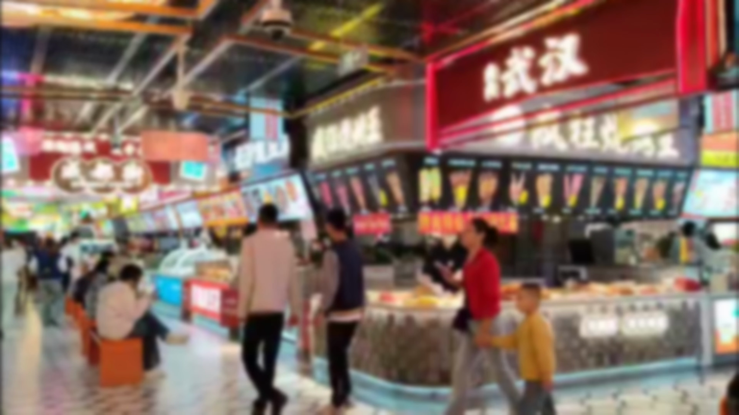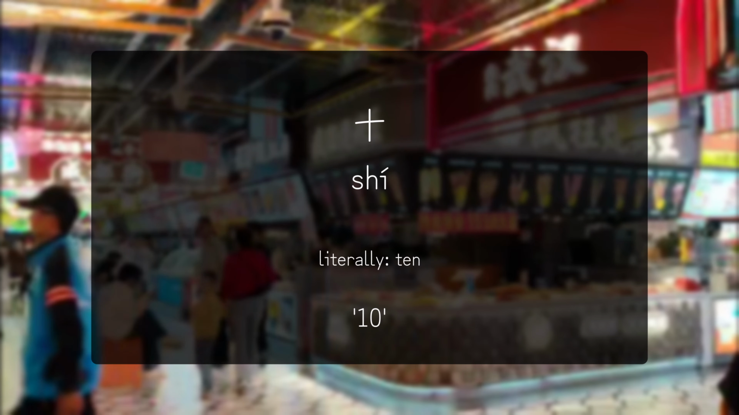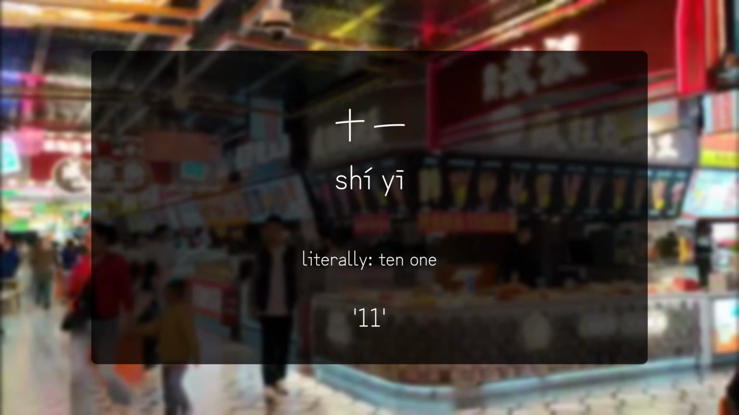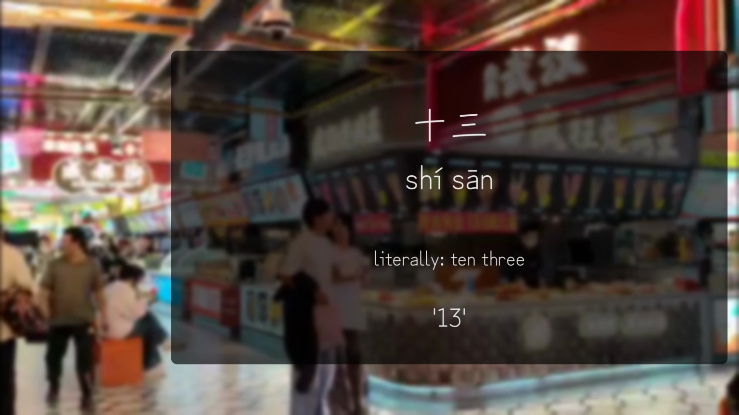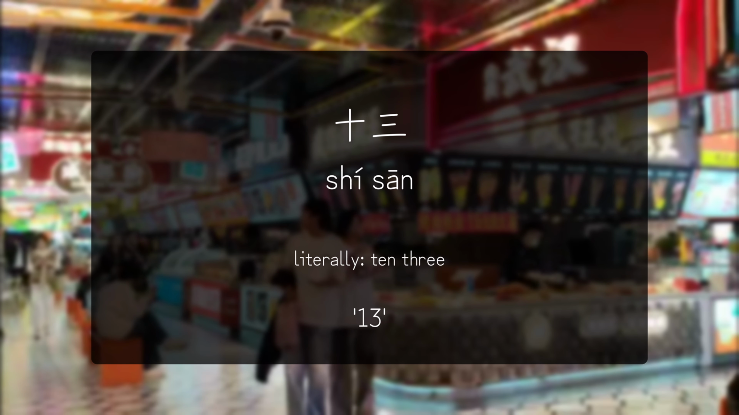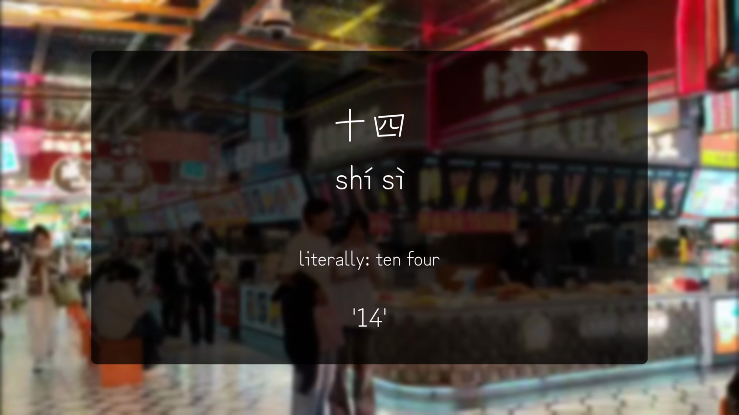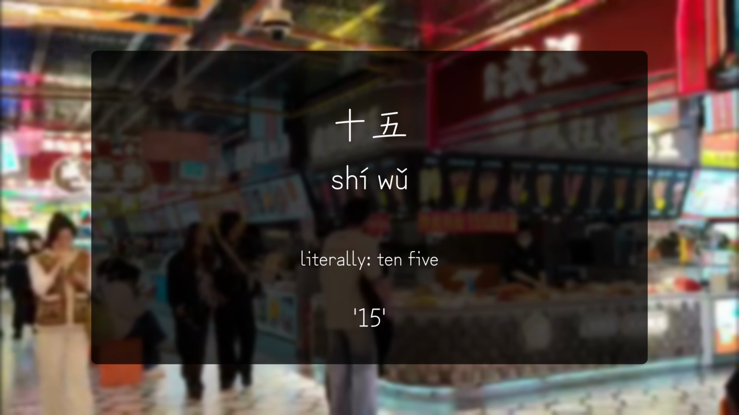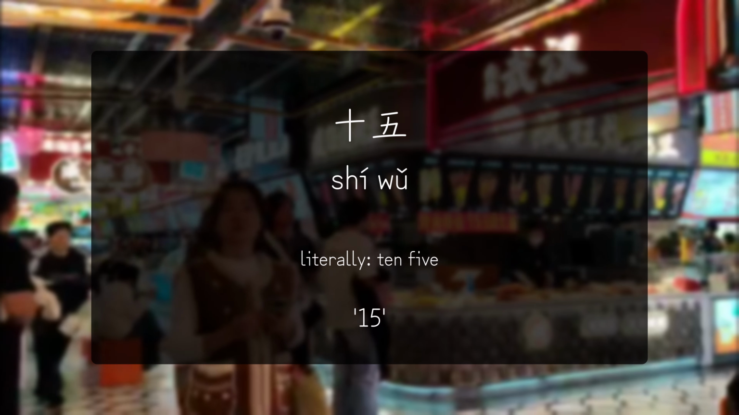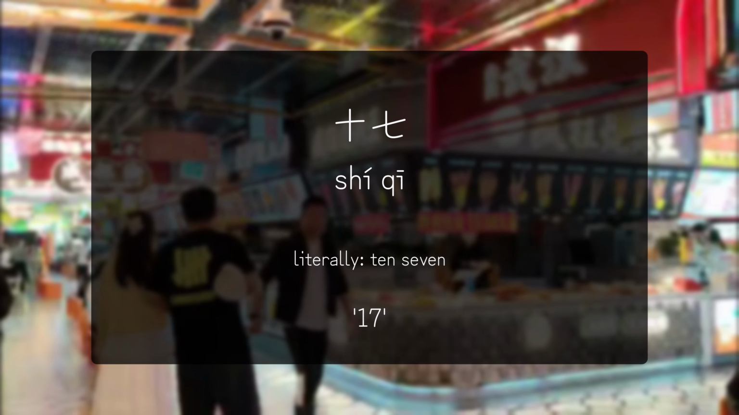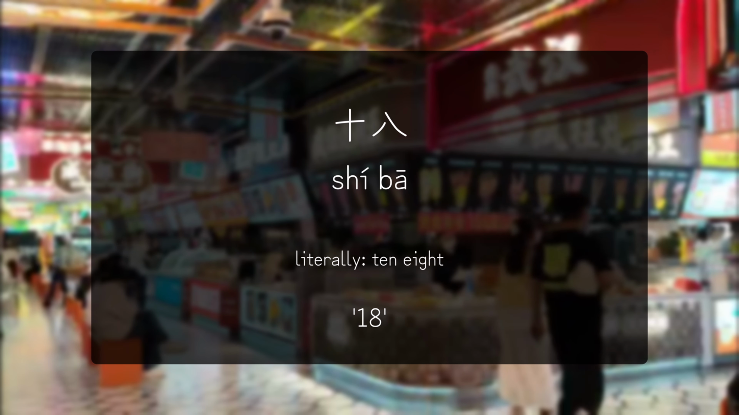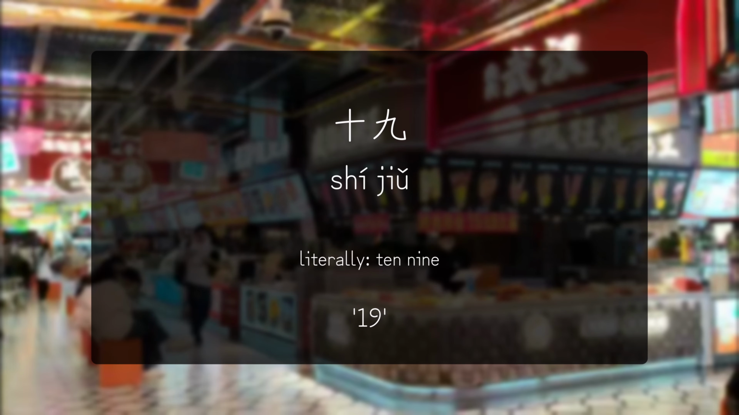Let's count from 10 to 19. 10, as we know, is 十. 11 is 十一, literally 10, 1. 12 is 十二, 10, 2. 13 is 十三, 10, 3. 14 is 十四, 10, 4. 15 is 十五, 10, 5. 16 is 十六, 10, 6. 17 is 十七, 10, 7. 18 is 十八, 10, 8. 19 is 十九, 10, 9. See how easy that is? Just 10 plus the digit.